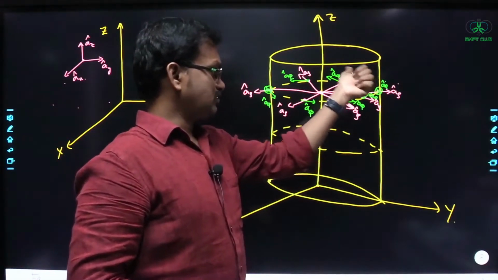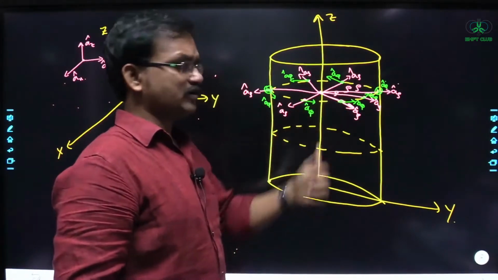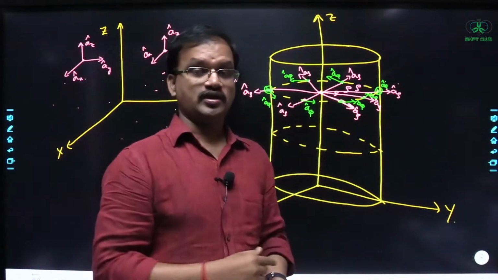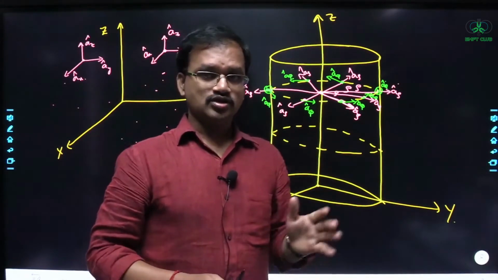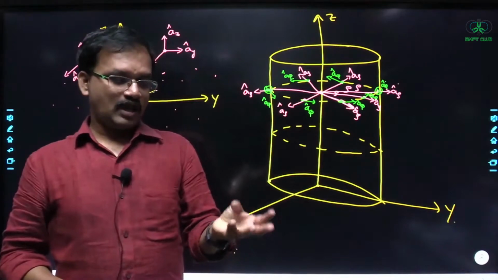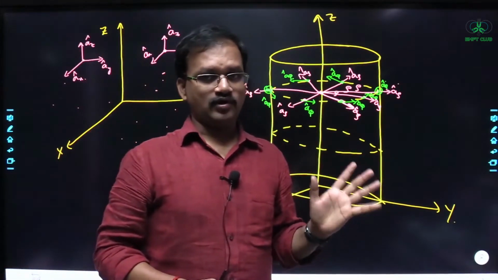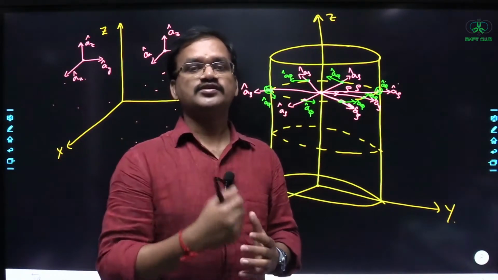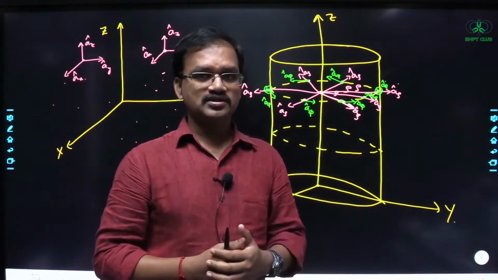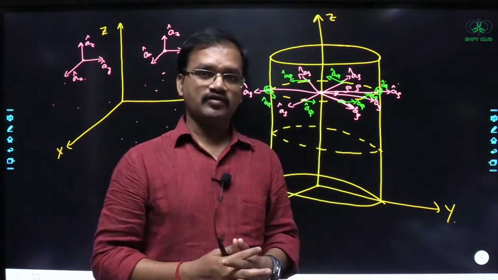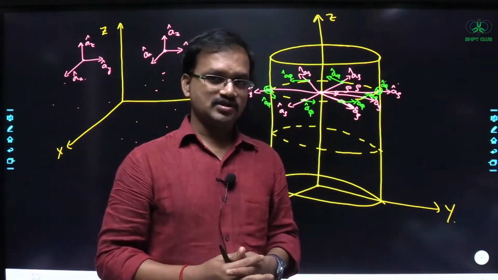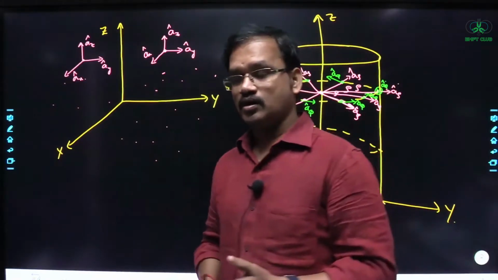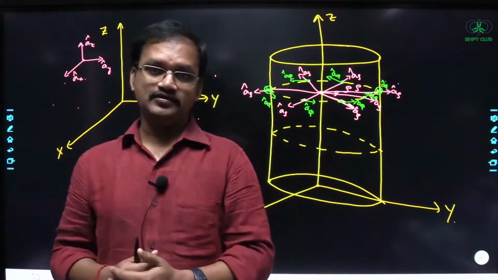As you move along the circumference of the circle here, the direction of a_phi cap is also changing. So that means the directions of a_rho cap and a_phi cap are going to depend upon what? They are going to depend upon phi. As you move along the circumference of the circle, the direction of a_rho cap is changing, and also the direction of a_phi cap is also changing. So the directions of a_rho cap and a_phi cap are going to depend upon phi values.